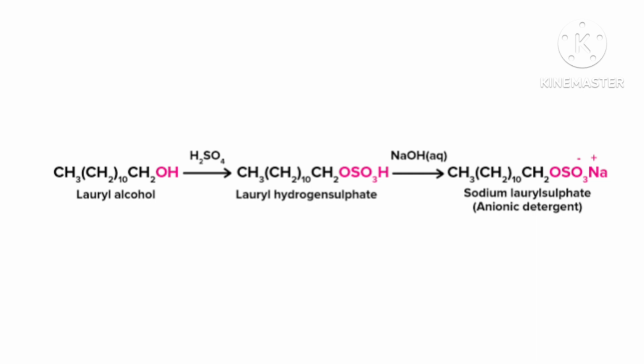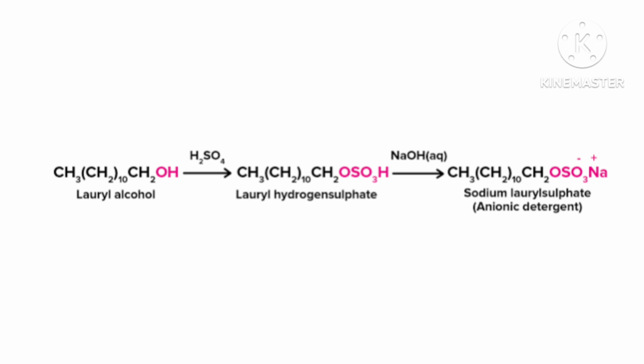Then alkyl hydrogen sulfate is the example of anionic detergent. And how is it formed? Alkyl hydrogen sulfates are formed by treating long chain alcohols with concentrated sulfuric acid, and then neutralized with alkali to form anionic detergent.